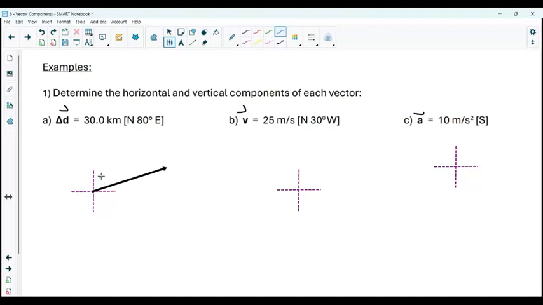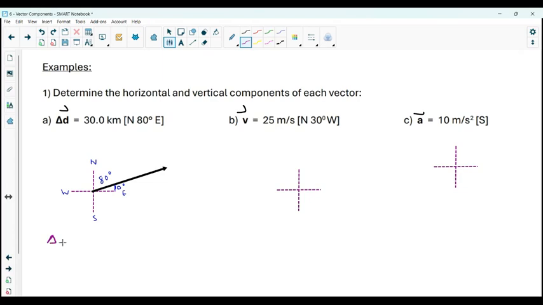I know this angle is 80 degrees right here. And I should label my north, south, east, and west. And that means this angle in here, there's only 10 degrees left for this angle in here. And I'm going to try and squeeze that in. There we go, 10 degrees. Okay, so my angle next to my x-axis is 10 degrees. So I remember when I'm doing my components, that's helpful to know.